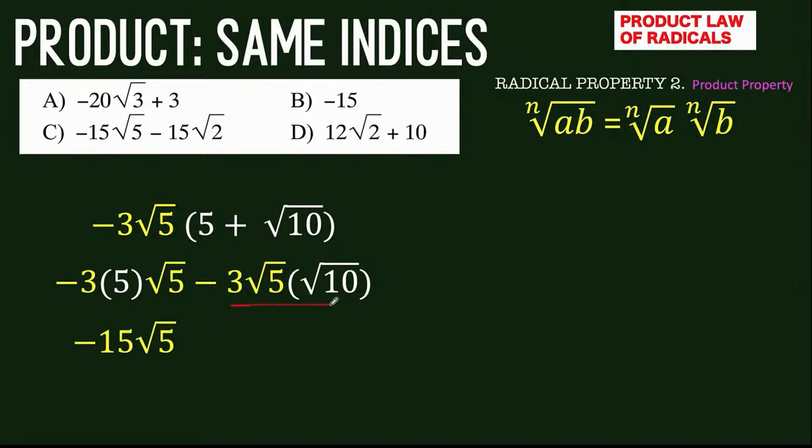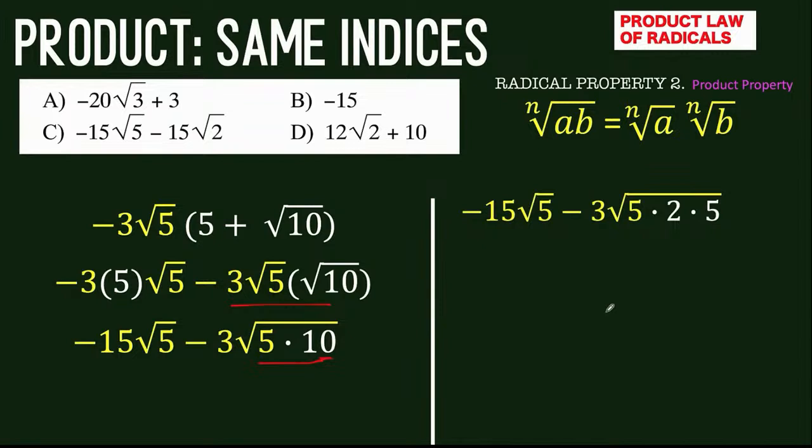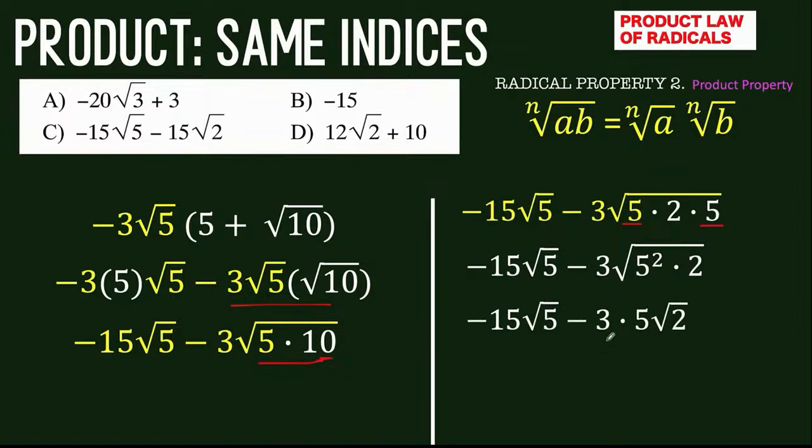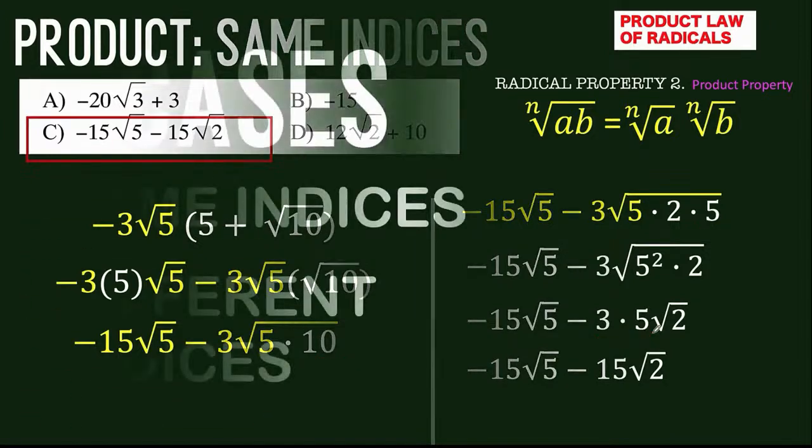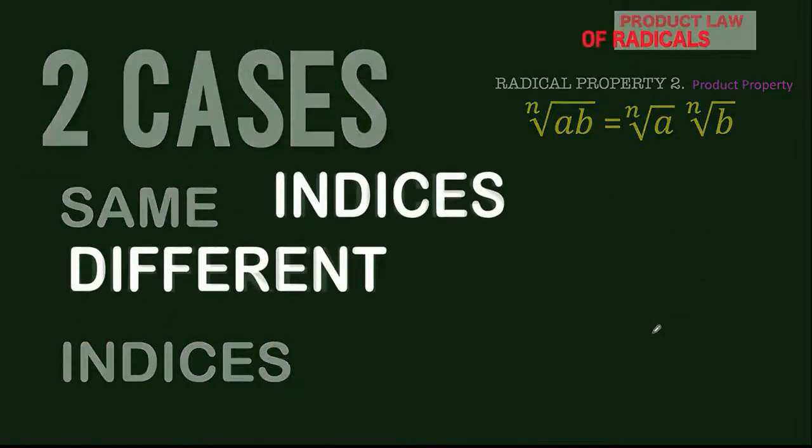Then simplify this part by writing square root of 5 times square root of 10 as just one single radical with the radicands 5 and 10 as the product under the radical. Now this 10 is 2 times 5, so we can simplify this further this way, and you have 5 squared. The square root of 5 squared is 5, so this is further simplified as 3 times 5, and what's left is square root of 2. This part here is negative 15, and this is now our final answer. So the answer is letter C.